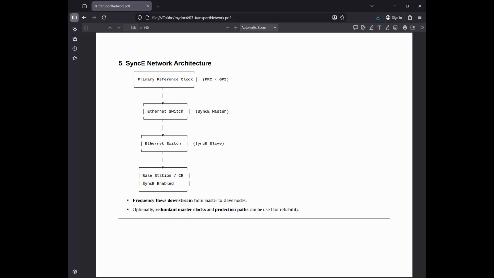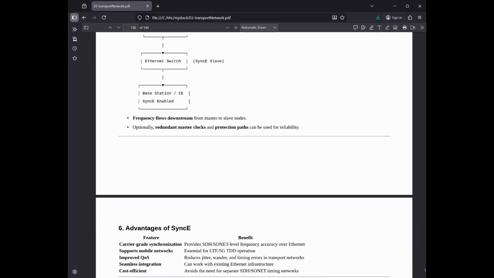Summary of architectural goals. Feature, architectural implementation. Traceability: every node can trace its clock back to a G.811 PRC. Loop-free: ensured by ESMC/SSM logic and manual priority settings. Stability: provided by Layer 1 extraction, immune to packet congestion. Redundancy: supported by dual homing and automatic clock source selection.